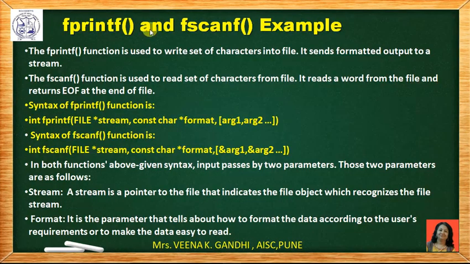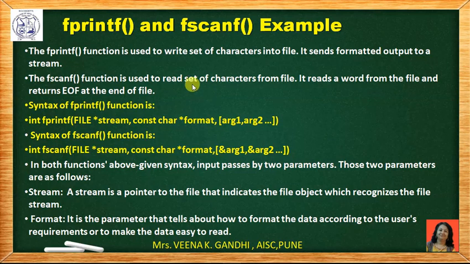Next functions, fprintf and fscanf. These functions are the same as the printf and scanf functions, but mostly used for files. The fprintf function is used to write a set of characters into a file. It sends the formatted output to a string. And the fscanf function is used to read a set of characters from a file. It reads a word from a file and returns EOF when the end of file is reached.